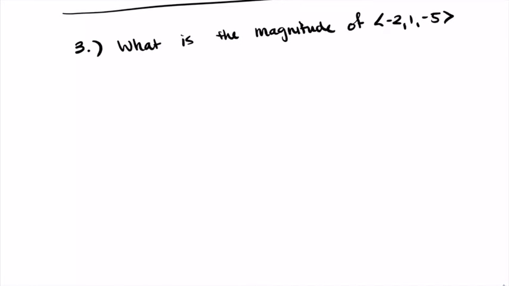We want to construct a vector. What is the magnitude of -2, 1, and -5? I might have a hard time graphing this, but let's do it anyway. So here I have a representation of the positive coordinates, x, y, z. If I want the negative coordinates, I'll sort of think about them as going into the page or down.